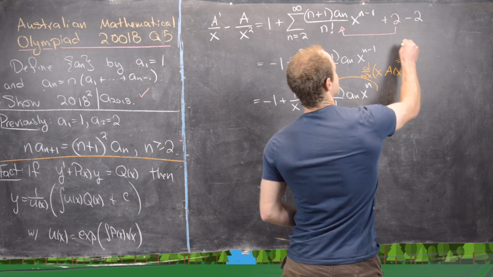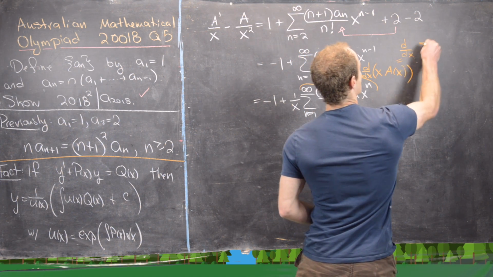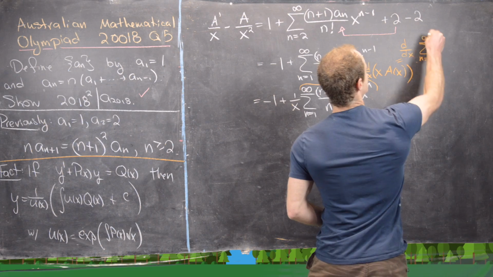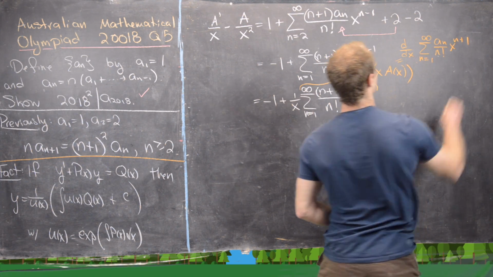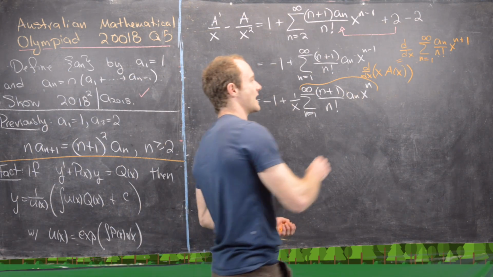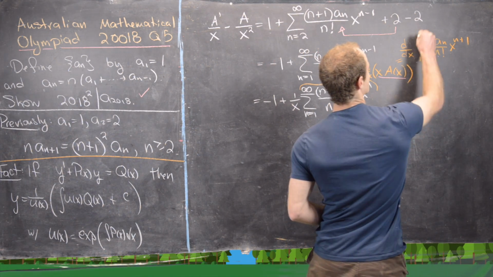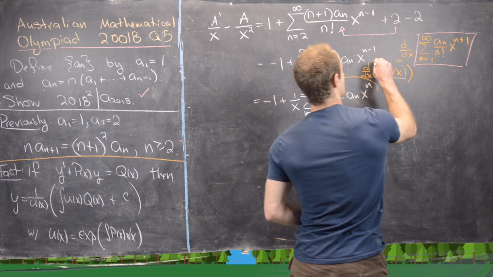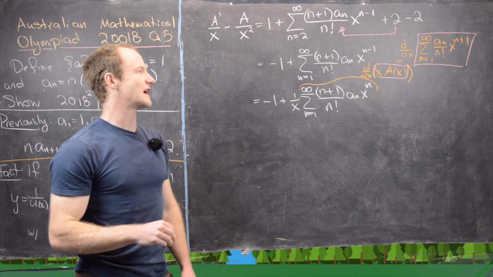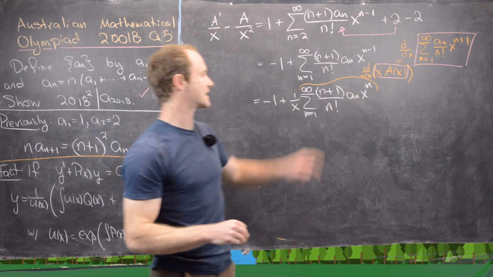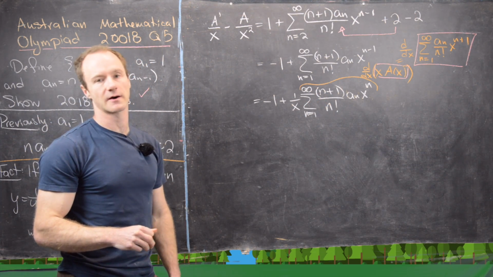Notice that is going to be the same thing as the derivative of the sum n equals 1 to infinity of a sub n over n factorial x to the n plus 1. So just to reiterate, x times a of x is going to be this sum right here. Great. And then obviously if you take the derivative of that, that n plus 1 is going to come down, and that's going to land you right there.